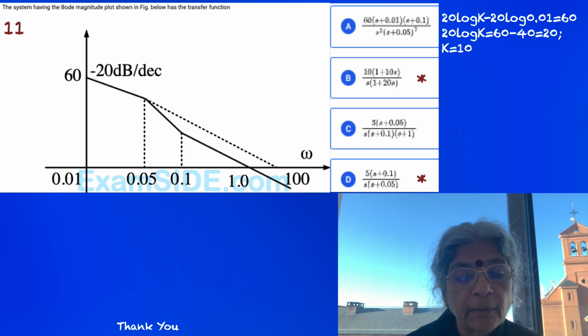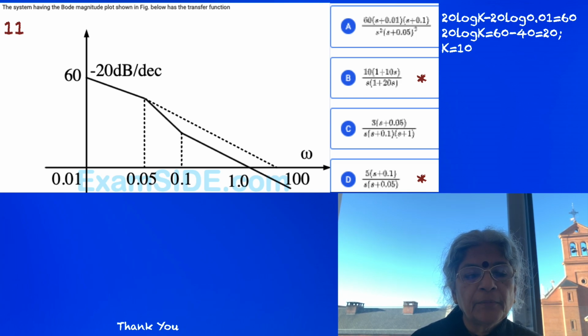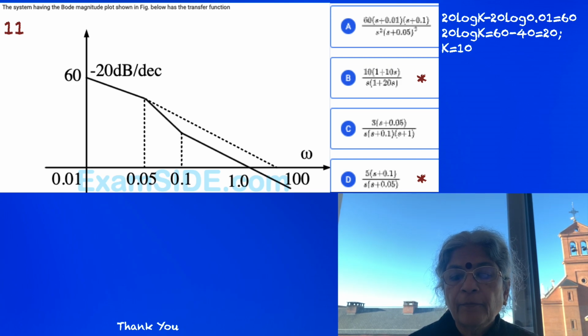So let's look at the number of poles and zeros. Definitely we start off with a pole at omega equal to 0, a pole at s equal to 0. So we have B, C, D answering to that. Then the next, the second pole, is at omega equal to 0.05, or T equal to 1 by 0.05, which is equal to 20. So answer B answers to that. Okay, and s plus 0.05 is also true, so D is also right.